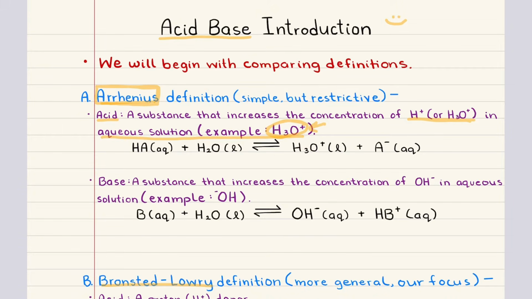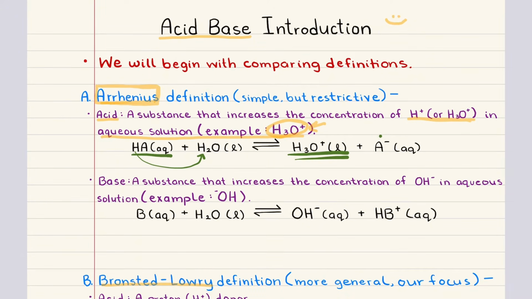So let's take a generic acid written as HA. This is going to donate a proton to water to then form hydronium ions, and it's going to leave behind its conjugate base written as A-. In contrast, an Arrhenius base is defined as a substance that increases the concentration of hydroxide ions in solution. Hydroxide ions are written as OH-. So here, a base B reacts with water to release hydroxide ions and form its conjugate acid, which is written as HB+.